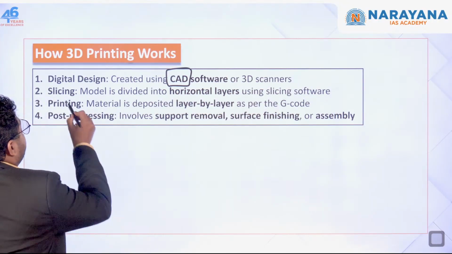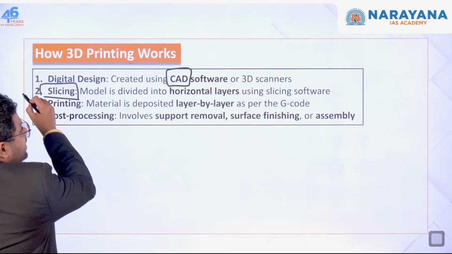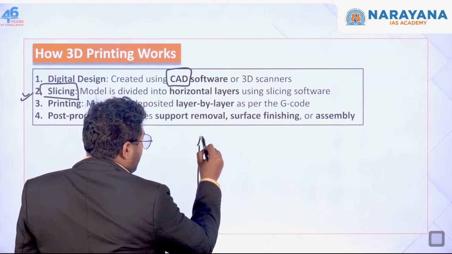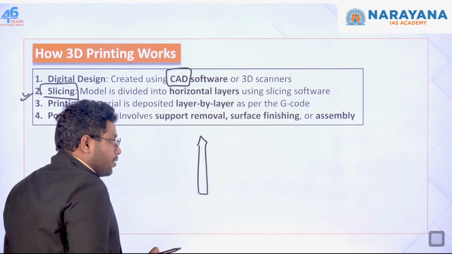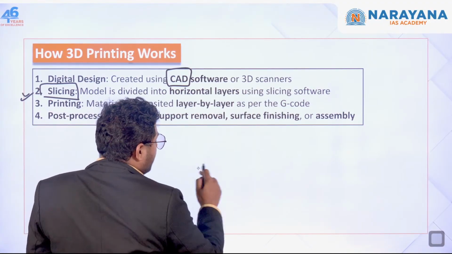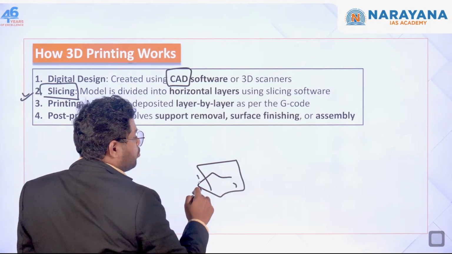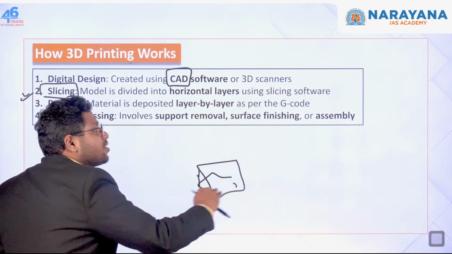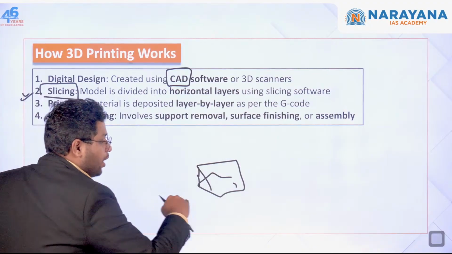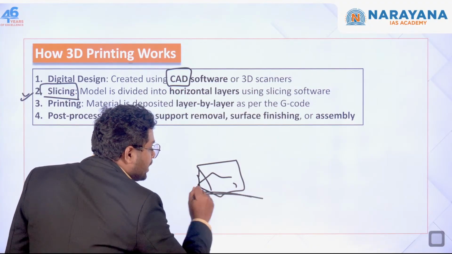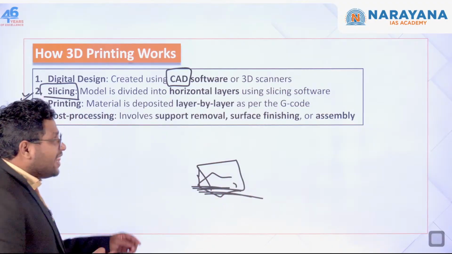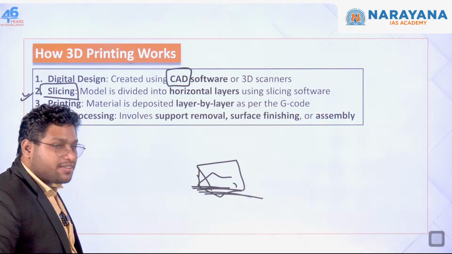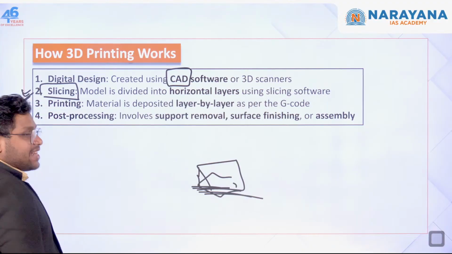Now, after that, something called slicing takes place. Let's say this pen has to be made, or any complicated kind of object. If you can imagine the horizontal layers of this object, one layer, second layer, third layer, fourth layer, such horizontal layers are made in the computer itself. That process is called slicing.